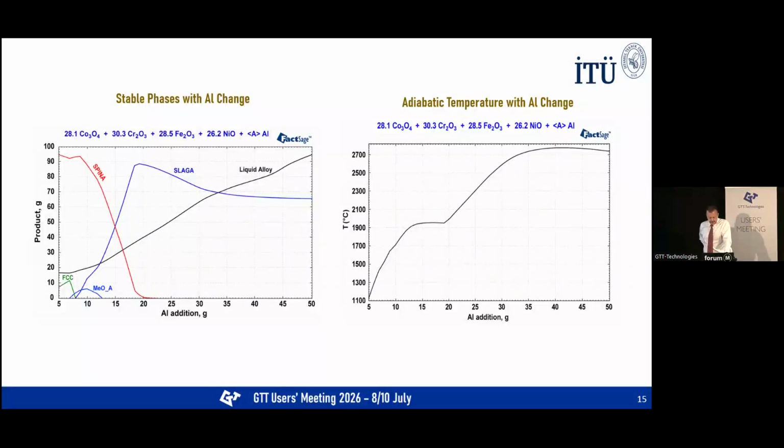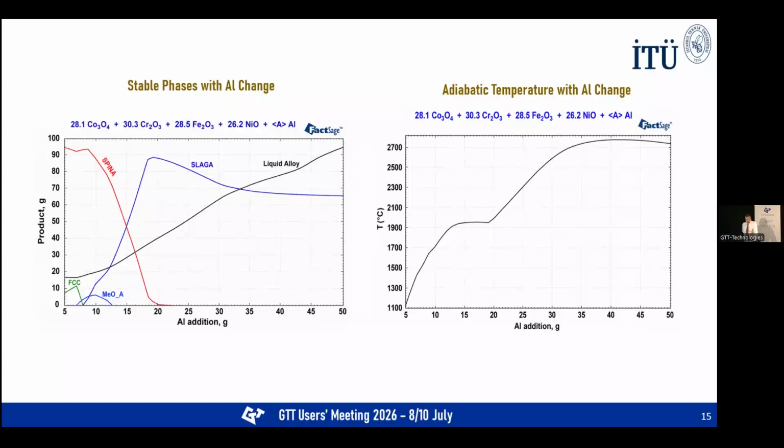On the left, FactSage predicts how the stable phases change as the aluminum content increases. On the right, the calculated adiabatic temperature increases significantly with the aluminum additions, and the adiabatic temperature goes beyond 2500 degrees Celsius, which is quite adequate to sustain the SHS process.